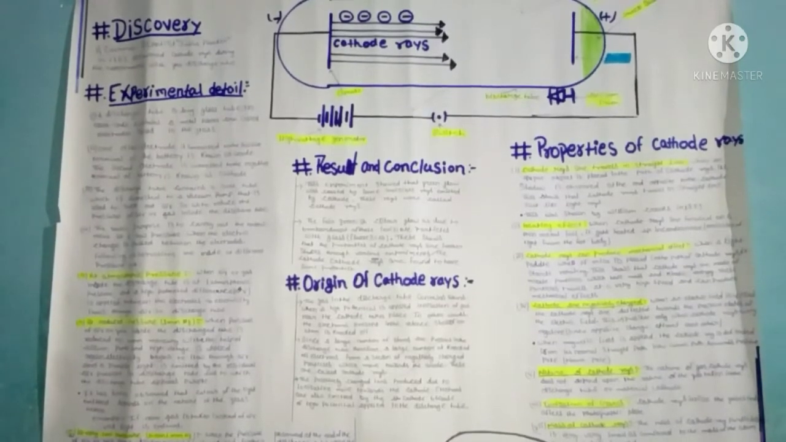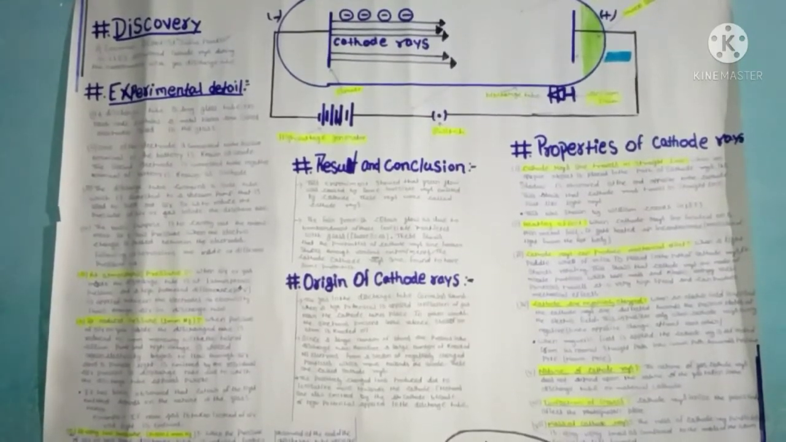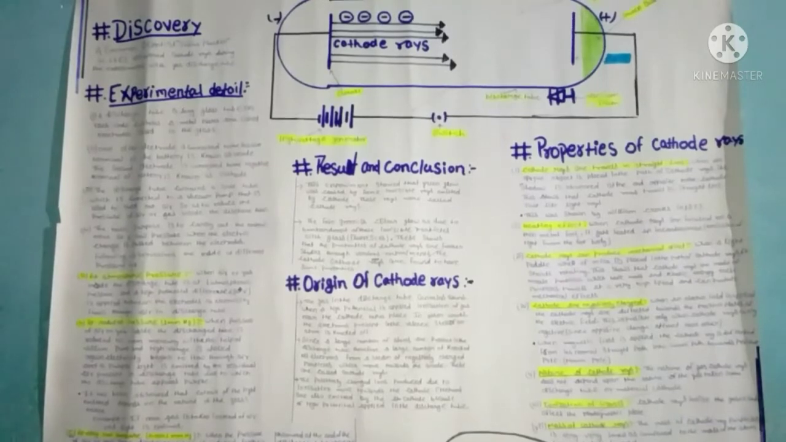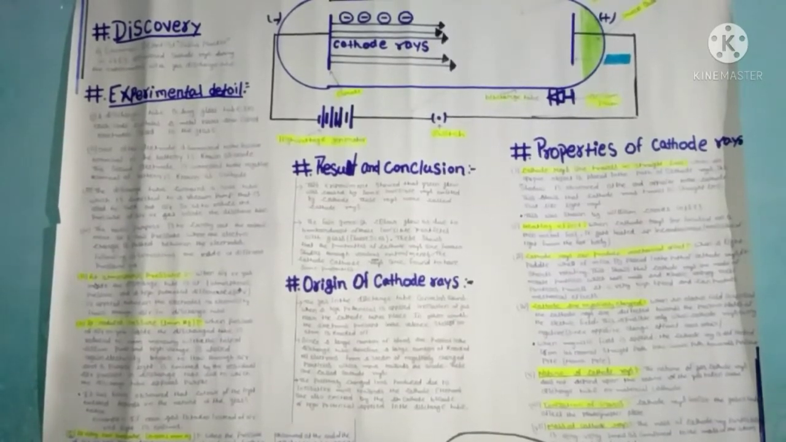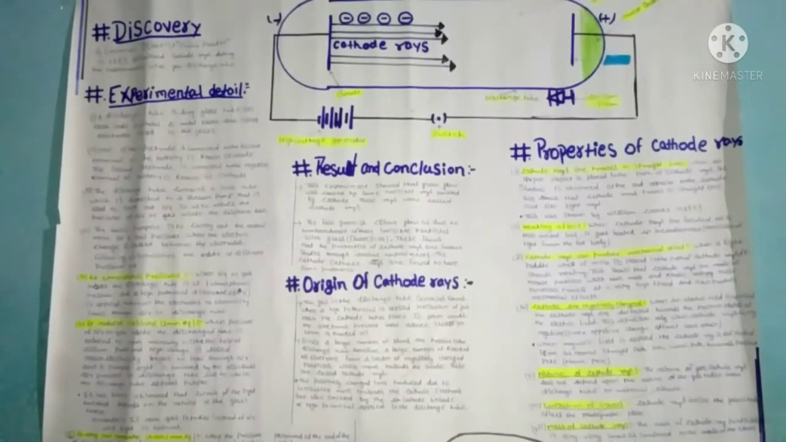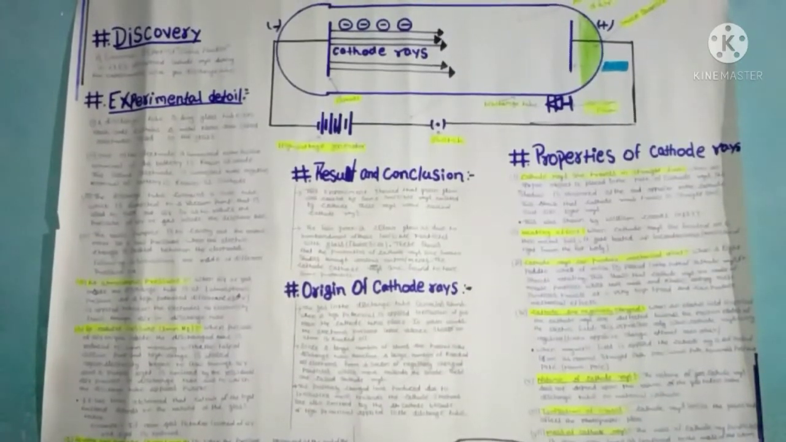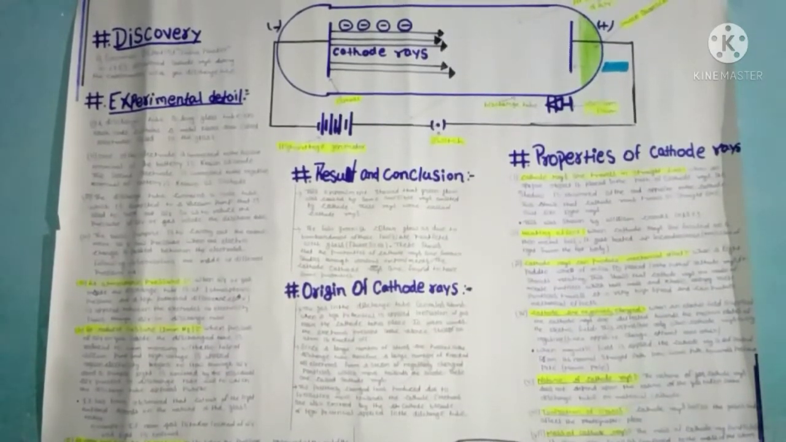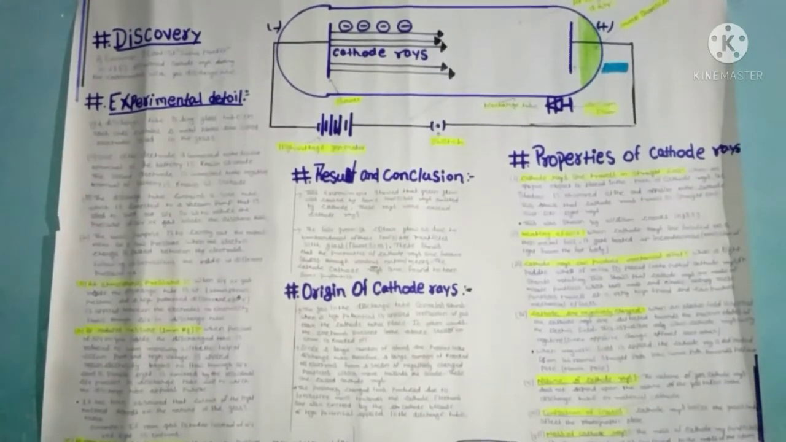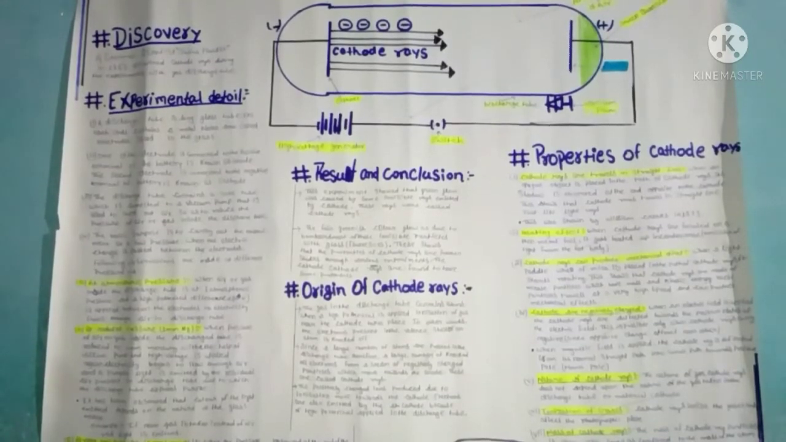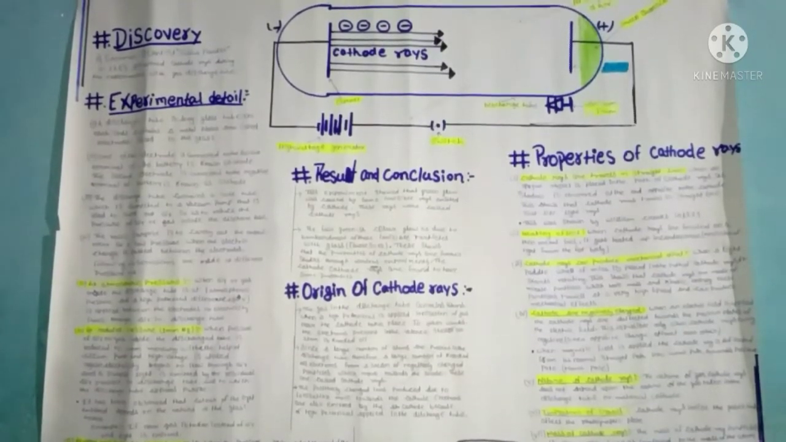Now we come to the last of my topic, properties of cathode rays. Cathode rays travel in a straight line. When an opaque object is placed in the path of cathode rays, its shadow is observed at the end opposite to the cathode. This shows that cathode rays travel in a straight line just like light rays. It was shown by William Crookes in 1879.